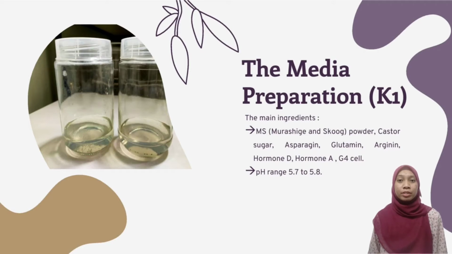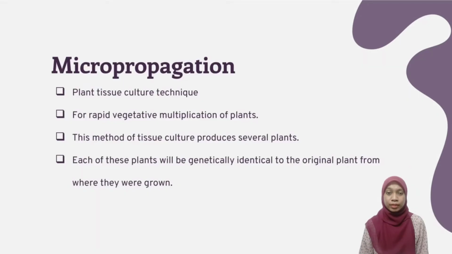The main ingredients of this media are MS powder, castor sugar, asparagine, glutamine, arginine, hormone D, hormone A, and G4 cell. The G4 cell should be transferred after checking the pH of the solution, which must be in the range of 5.7 to 5.8. The media prepared, known as K1, was used for micropropagation.